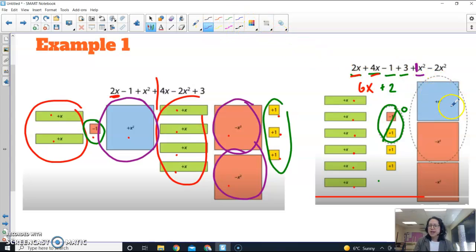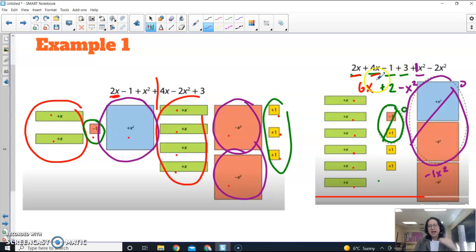And then lastly, I've got my x squares. So again, these two will cancel each other out because we've got a negative and a positive pair. That becomes 0. And then what I'm left with over here is just one of these negative x squares, or I can just simplify that as negative x squared.